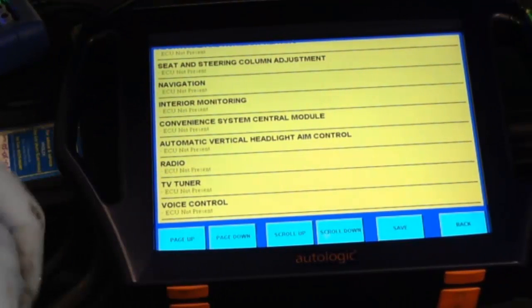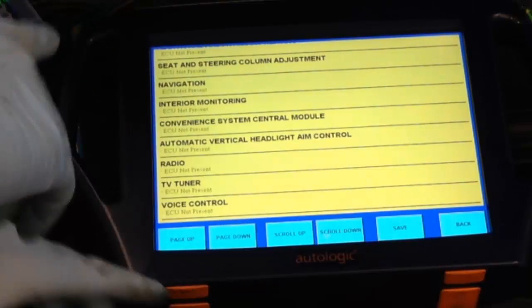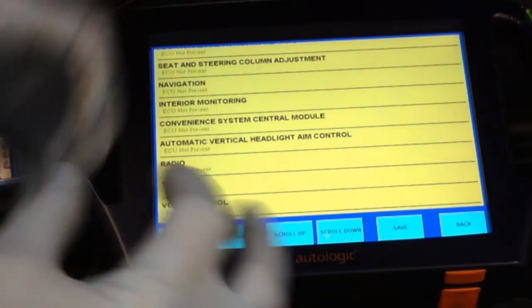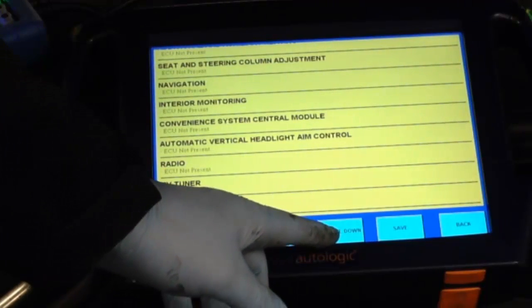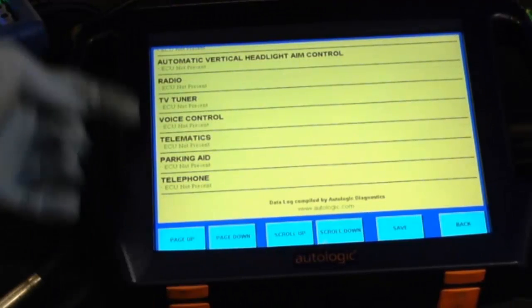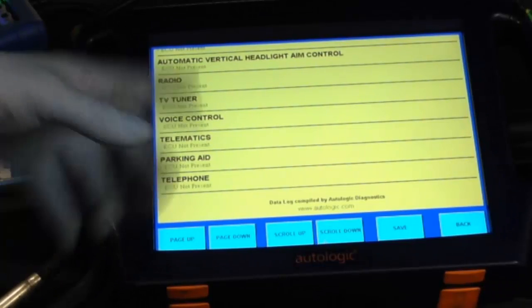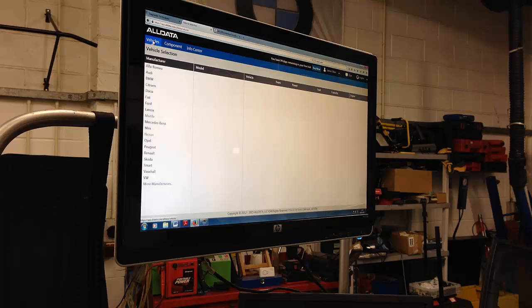I think probably the next step is we'll take a look at the online data system. We'll review which of these modules are affected, how they are hooked up together in the network, and we'll have an idea then of maybe making a test point and a connection. Scroll down. So voice control hasn't got, telematics hasn't got, parking aid hasn't got, telephone, ECU not present. Okay, that's enough for us to look at now. Let's go on and look at the data.